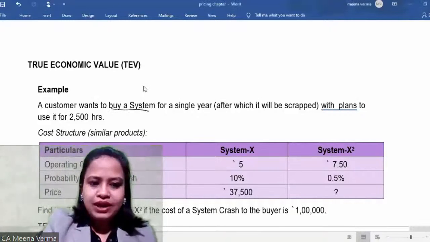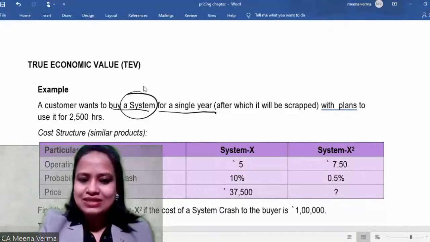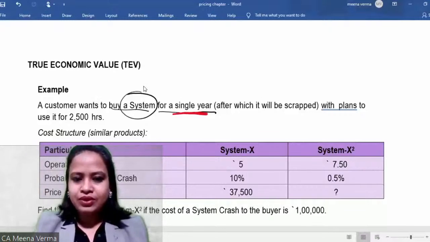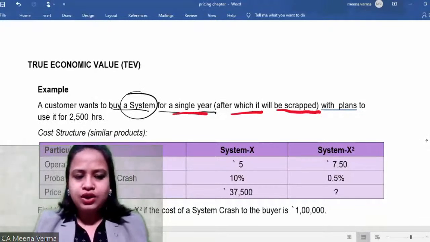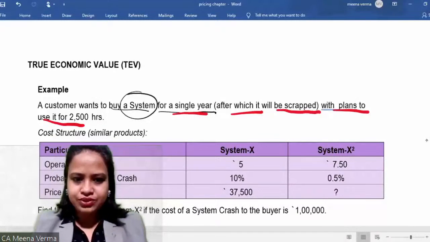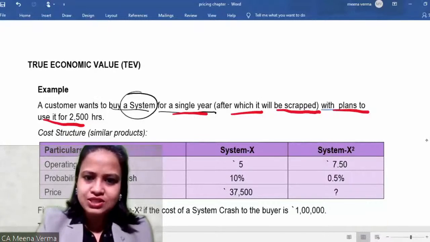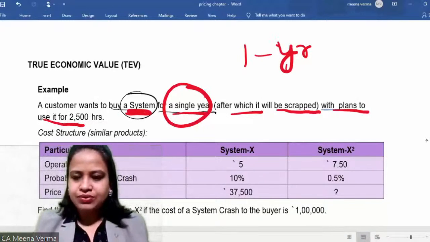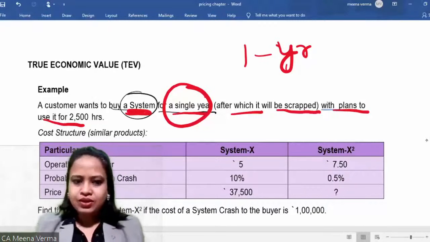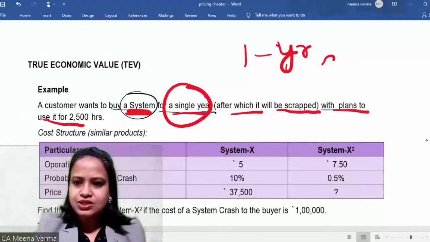A customer wants to buy a system for a single year, after which it will be scrapped, with plans to use it for 2500 hours. So the customer is buying a system for 1 year. The life of the system is 1 year, after which it will be scrapped, and it will work for 2500 hours. This is the information we have here.